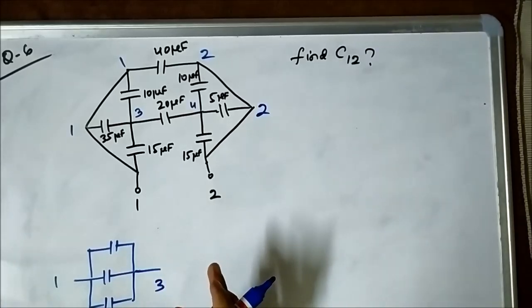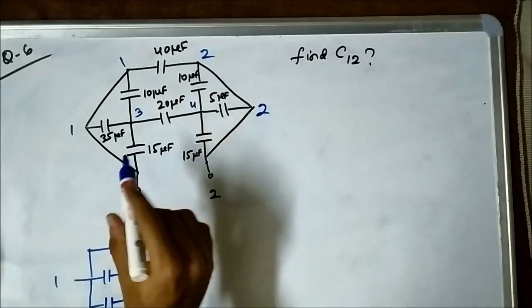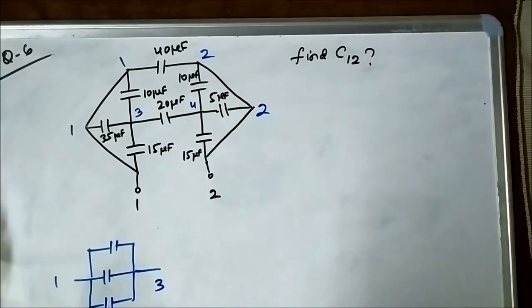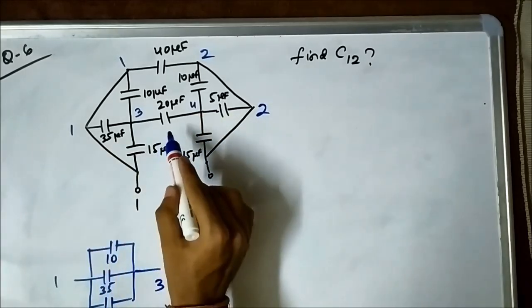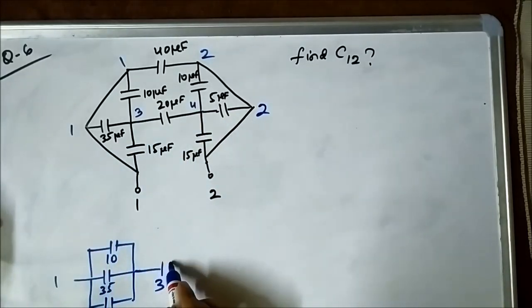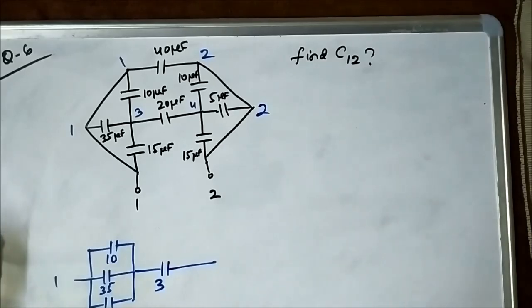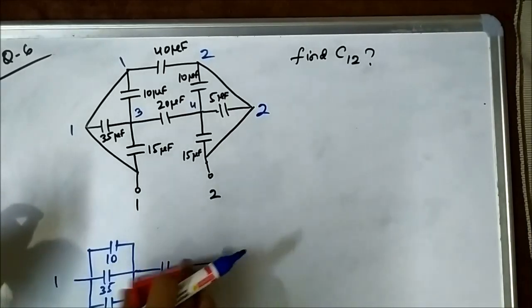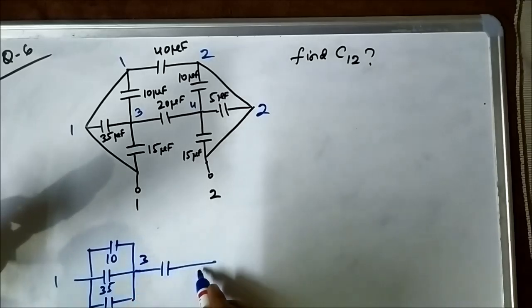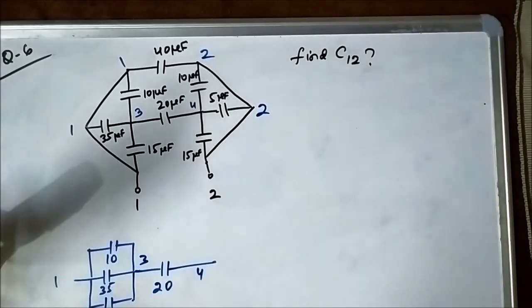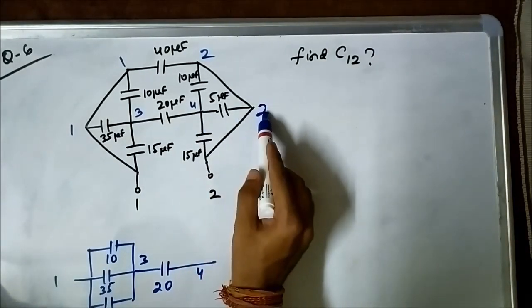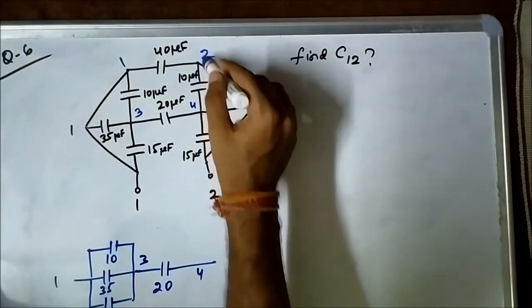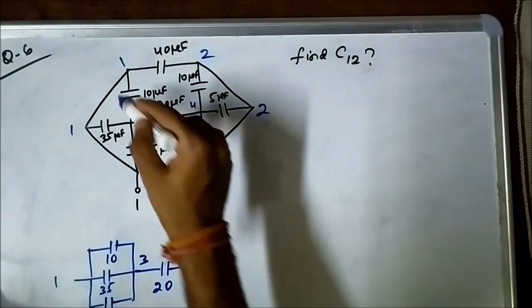In between points 3 and 4, there is a 20 microfarad capacitor. I am not using microfarad here, I am just writing the magnitude. Now, in between points 2 and 4, because of the shorted terminals, these are all 2, and those are all 1.